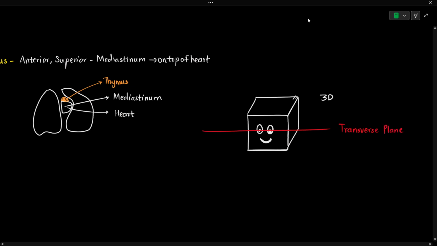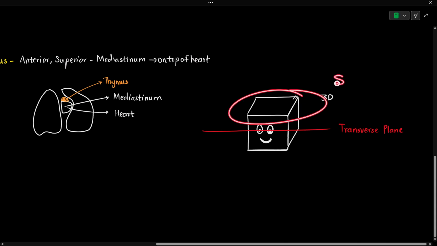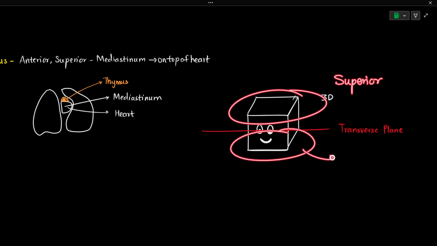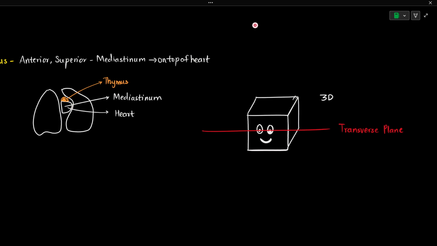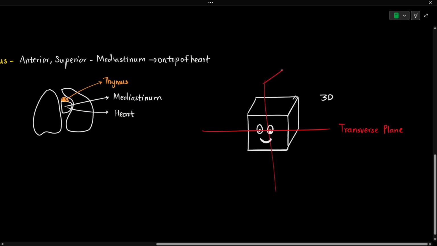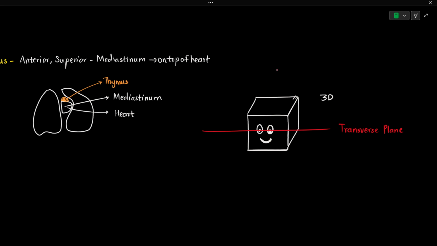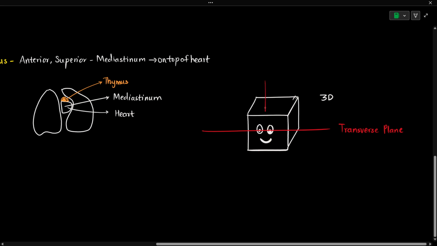Okay, and the above part is known as the superior part, while the below part is known as the inferior part. So this is the transverse plane, and imagine if I cut this cube in between, like this. So this particular plane is the plane for cutting. If I cut this cube in this plane, this particular plane is known as the median plane.